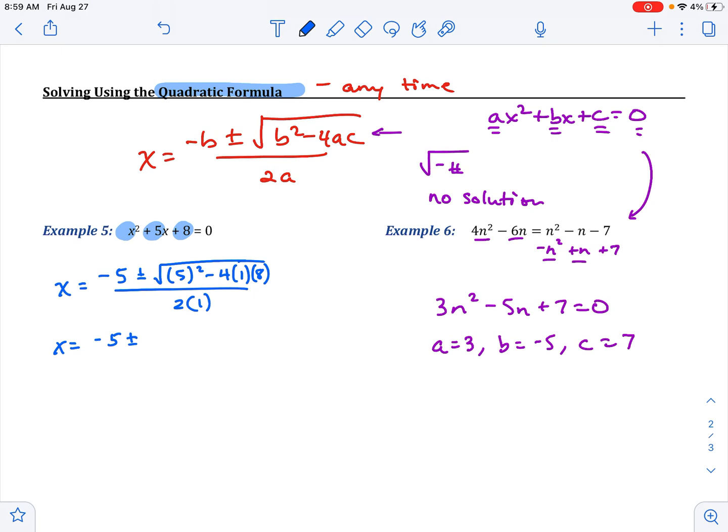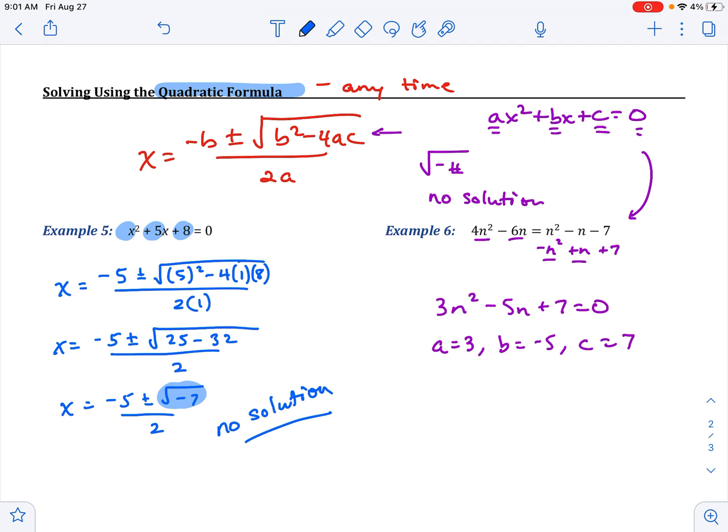So negative 5 plus or minus. I have to do everything inside of the square root first and do the square root last. So 5 squared is 25. 4 times 1 times 8 is 32. And then 2 times 1 is 2. So it looks like I got x equal to negative 5 plus or minus the square root of negative 7 over 2. And like I just mentioned a few seconds ago, since I'm taking the square root of a negative number, I am going to say that there is no solution here.